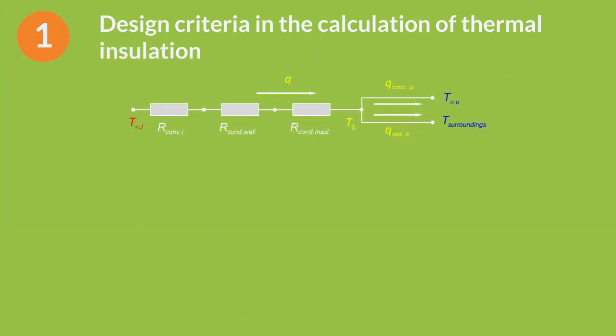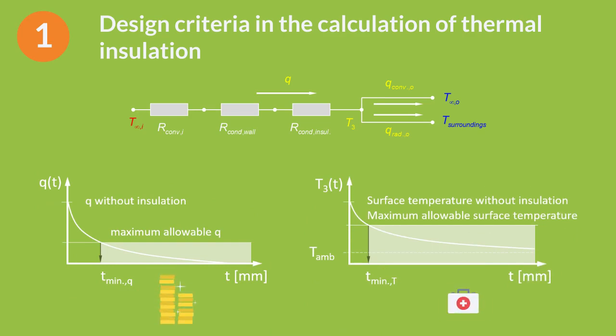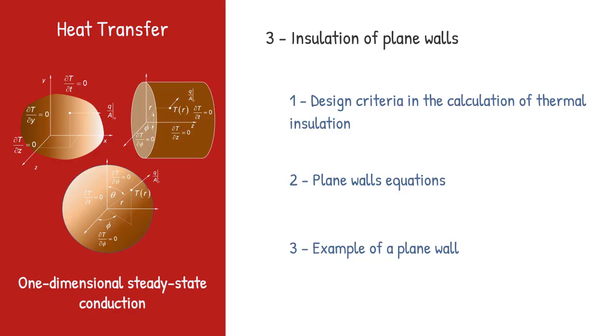Let's study how heat losses and surface temperature change with the insulator thickness. We must take into account that the insulator cannot be infinite, nor can we pretend to have zero losses. First, because it is physically impossible. Second, because the insulation has a cost. Using the heat transfer equations for composite walls, we can calculate the minimum insulator thickness that fulfills one of these conditions or both conditions at the same time. Plane walls.